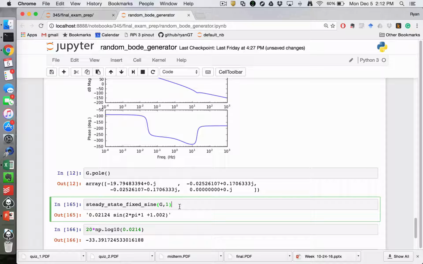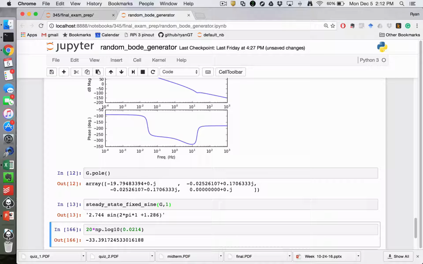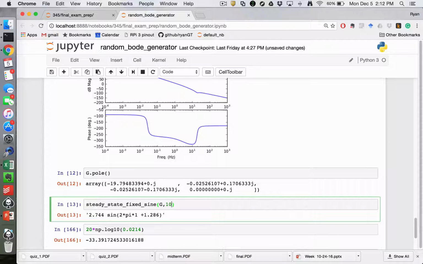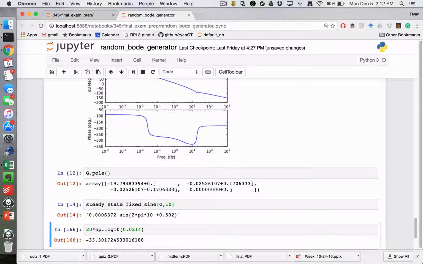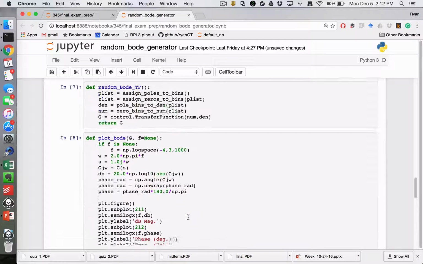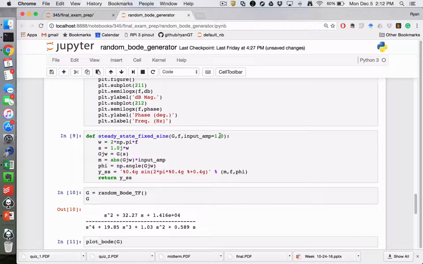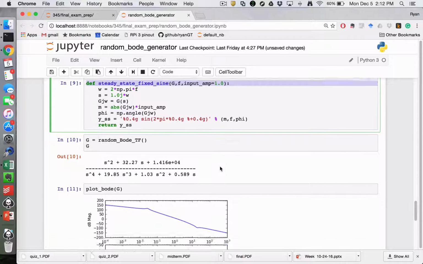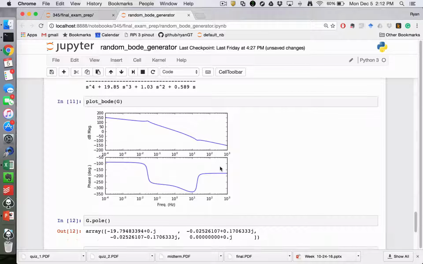And if you did that and wanted to check it, for example, if I wanted to know what's the steady state output to a sinusoidal input at 1 hertz, I could do that. And if instead it was, say, 10 hertz, I could do that. And so that's finding the magnitude and the phase. It also assumes an input amplitude of 1, but you could provide that optional input if you so desired. So that's how to use it.